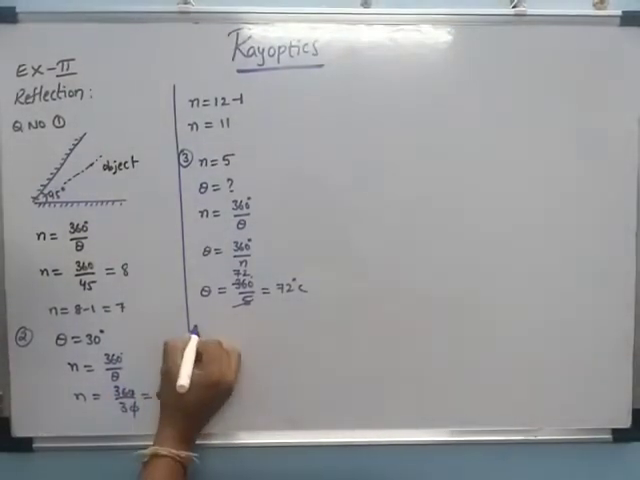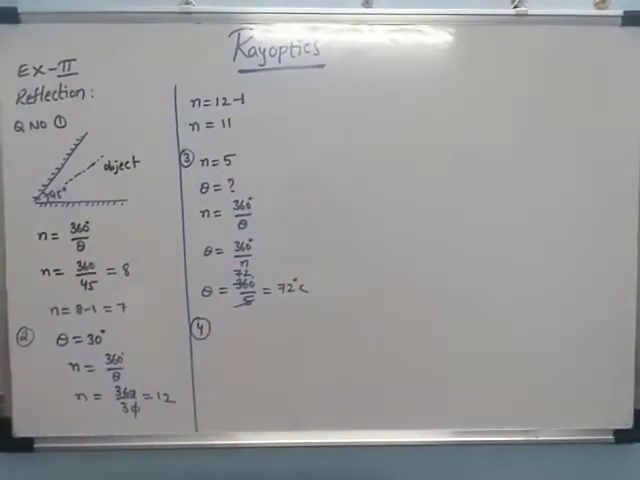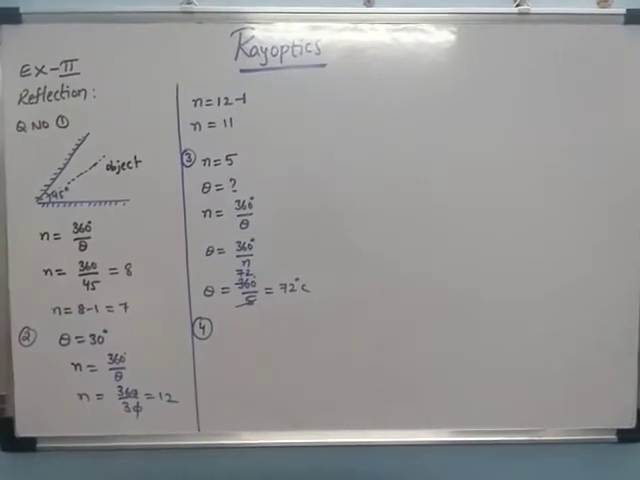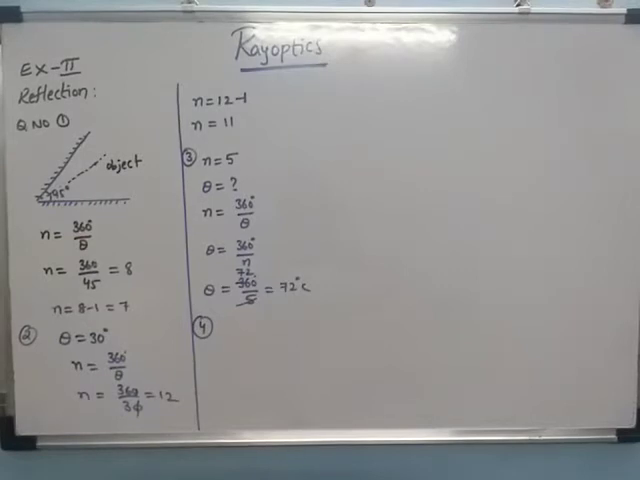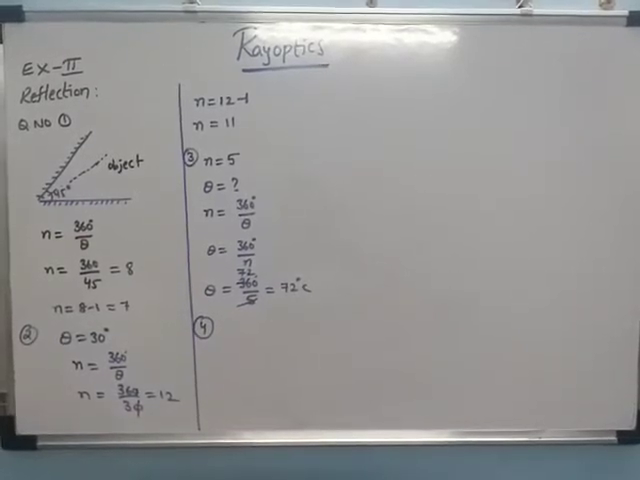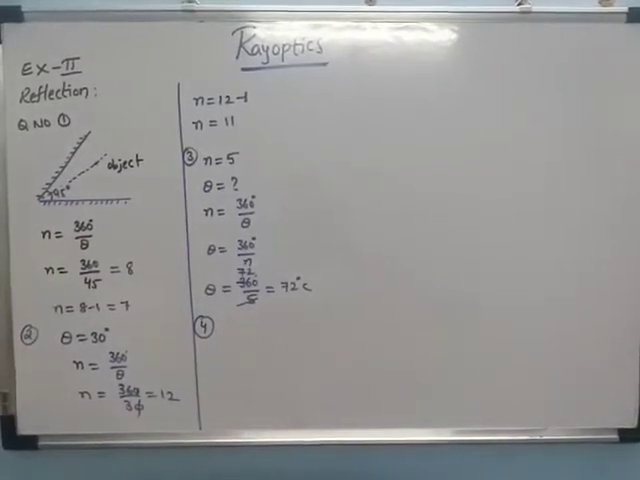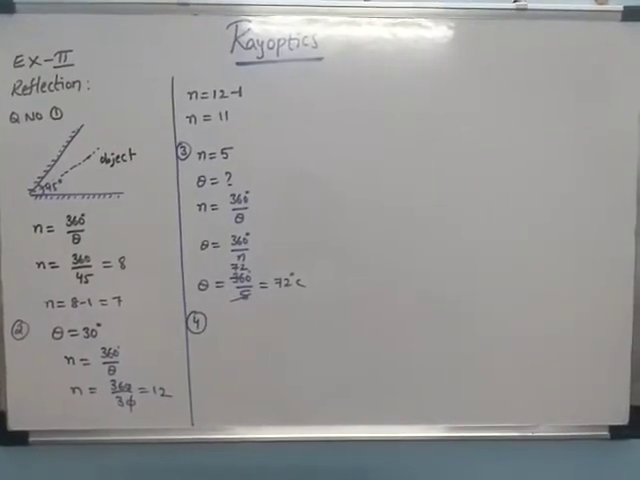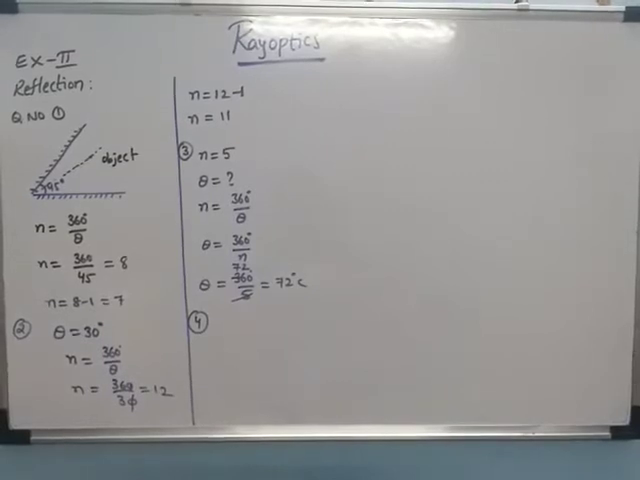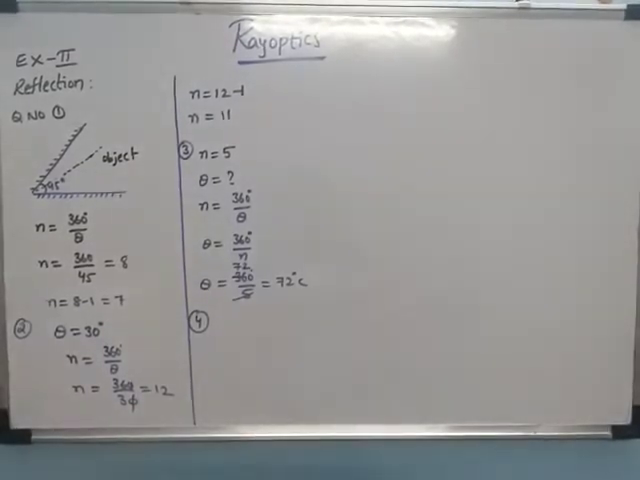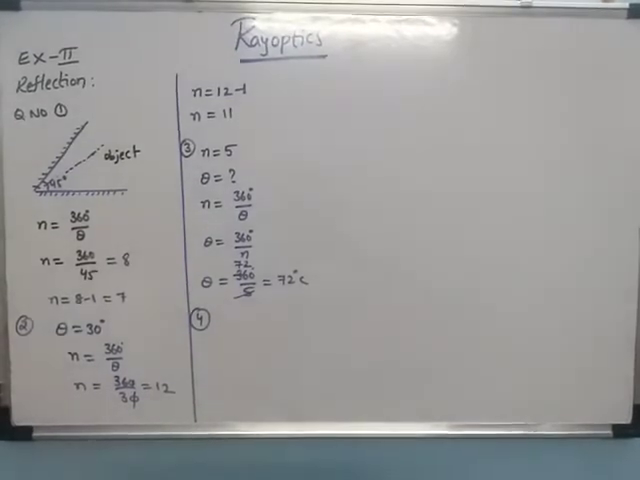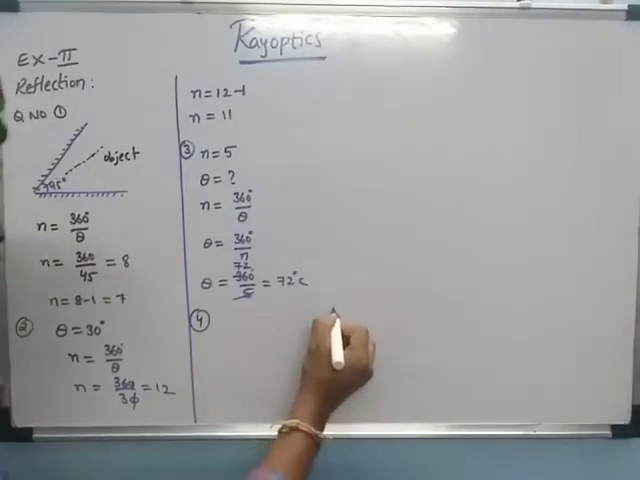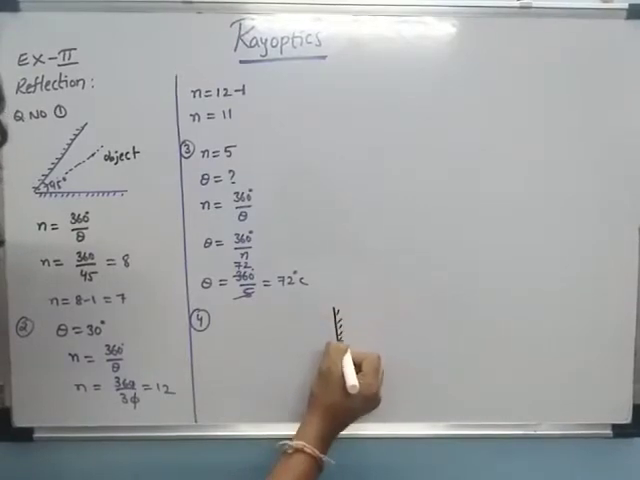Now see the fourth question. Question number 4. A small object is placed 10 centimeters in front of a plane mirror. If you stand behind the object 30 centimeters from the mirror and look at its image, the distance of the focus from your eye will be. Here a plane mirror is given.